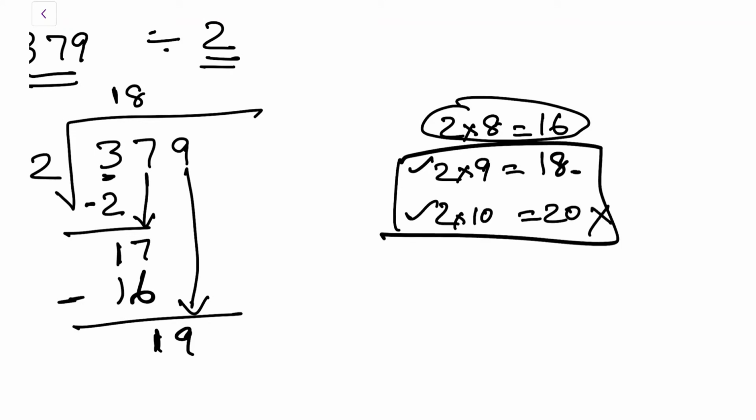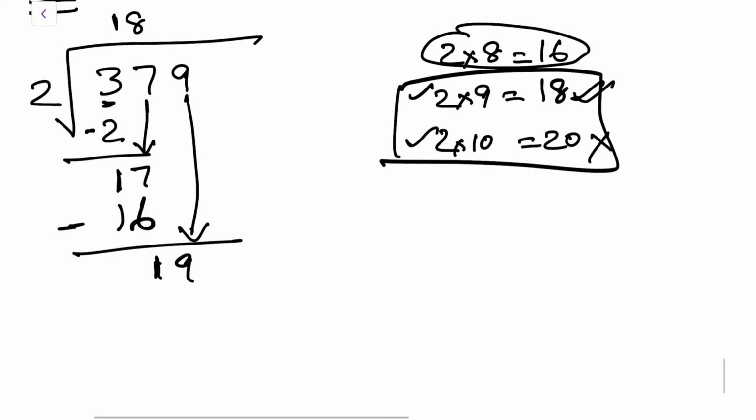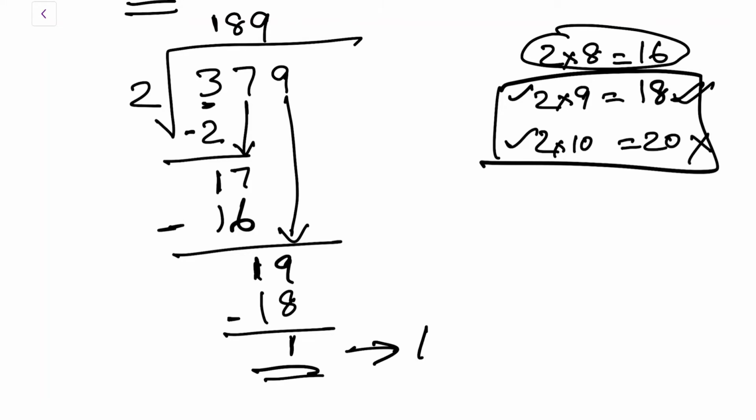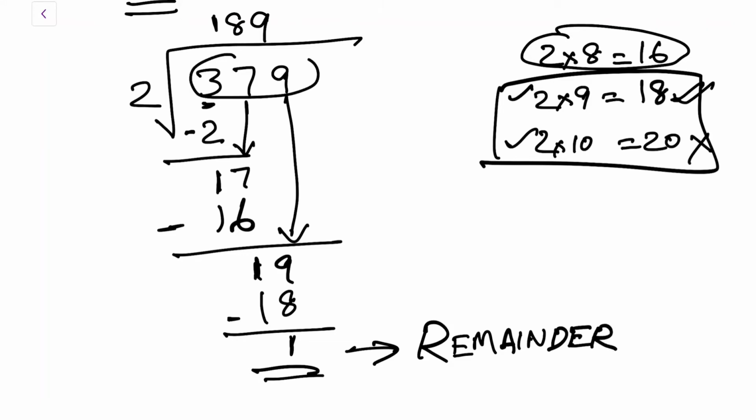We cannot take 20 because it is more than 19. So we take 18. That means 2 into 9 is 18, and your remainder is 1. As you can see in this problem, the remainder is not 0. It is 1. That means 379 is not exactly divisible by 2, because you got the remainder as 1.